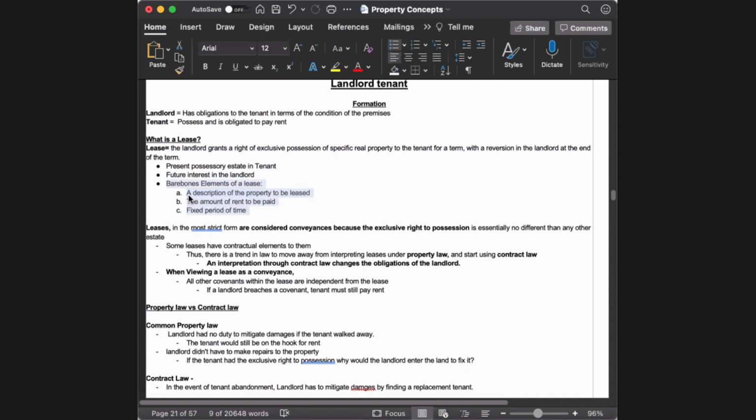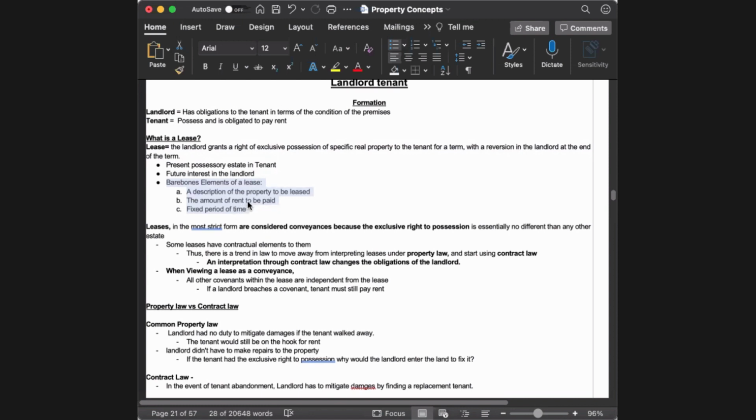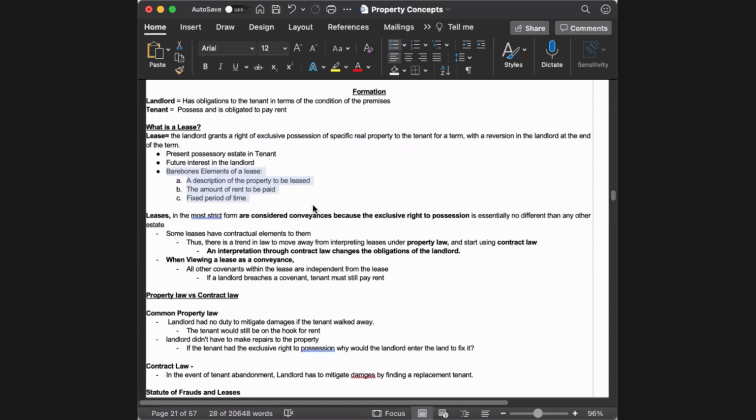This is pretty important to know. So the elements of a lease are a description of the property to be leased, the amount of rent to be paid, and then the period. So it's got to have essentially these three, regardless of the form of the lease. These are almost always necessary in a lease. Otherwise, you don't know what property you're purchasing, you don't know how much you're paying for it, and you don't know for how long you're able to lease it. So each of these elements is extremely important to a lease, and these should appear in every lease that you encounter.